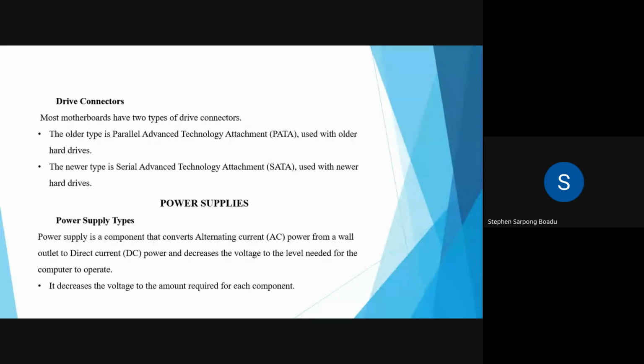Although you might think that because the data is moving all at a time, it is faster, it's actually a bit slower and less efficient than the serial advanced technology attachment. The serial one, the second one, processes the data bit by bit. That is a bit faster than sending all the data at once, like how the parallel does it.